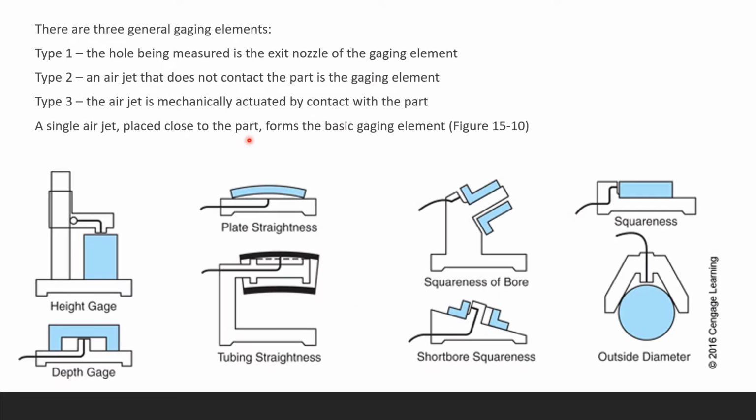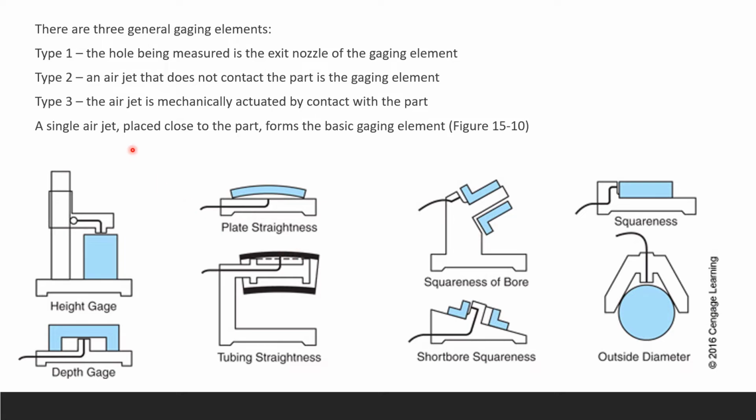So there are three gauging elements. Type 1 is the whole beam measure, the exit nozzle of the gauging element. Type 2 is an air jet that does not contact the part, the gauging element. Type 3 is the air jet that is mechanically actuated by contact with the part. So single jet nozzles form the basic gauging element. These are examples of single jet nozzles.